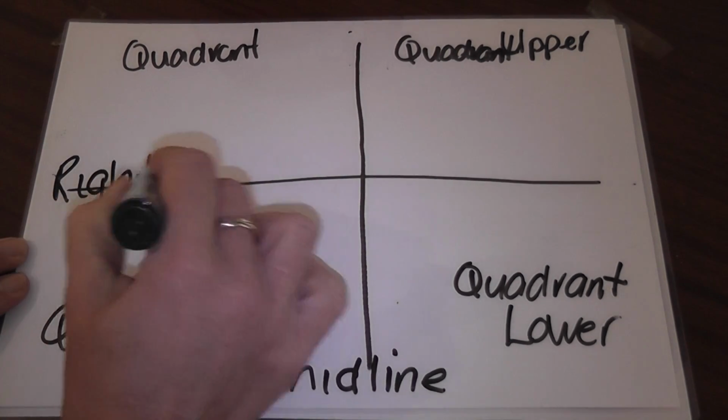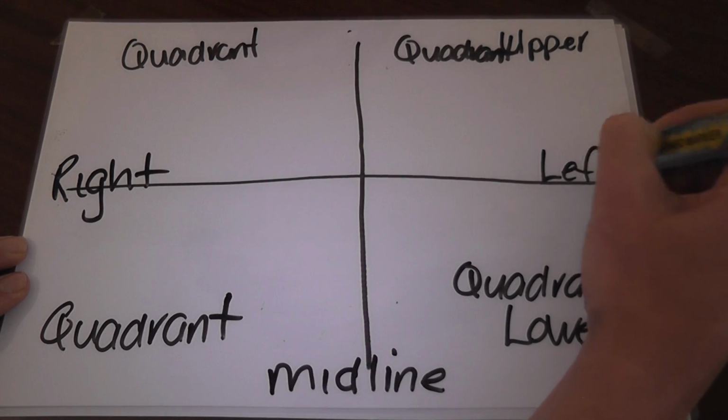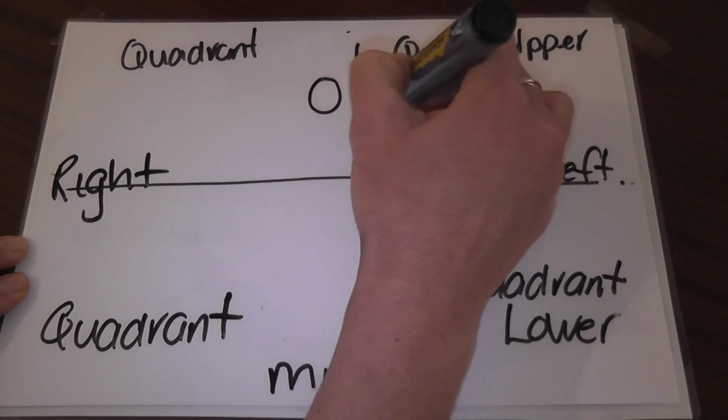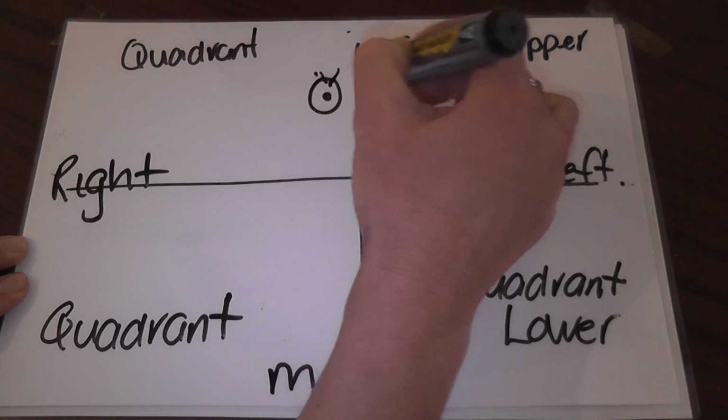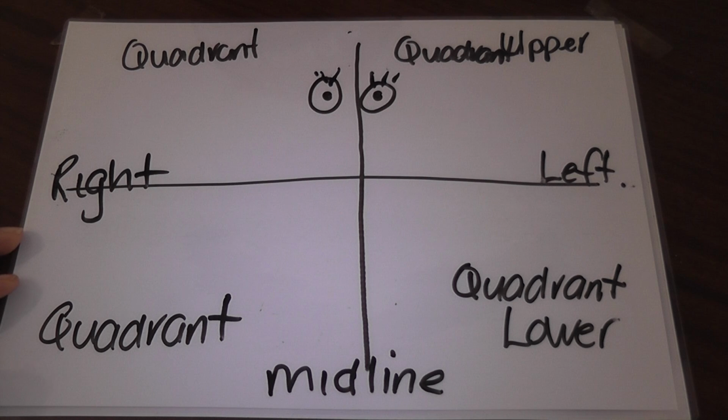To help you remember this, you can draw some eyes on your chart as if your patient is looking at you. So remember, in charting, we are always referring to location as the patient's right side, not yours.